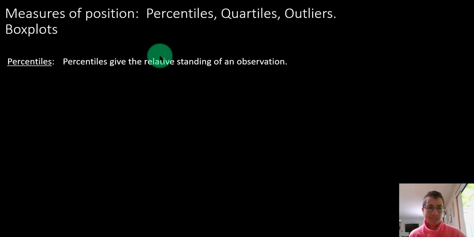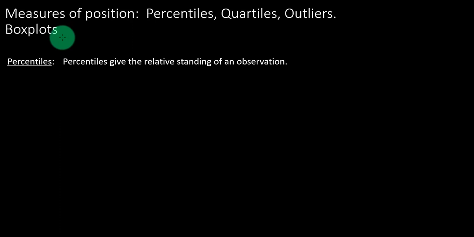Hey everyone, so today we're going to talk about other ways to describe elements within a data set, descriptive statistics such as percentiles, quartiles, and outliers, and we'll look at a way that we can graphically depict that information in a new graph called a boxplot. Well, let's start off with percentiles.